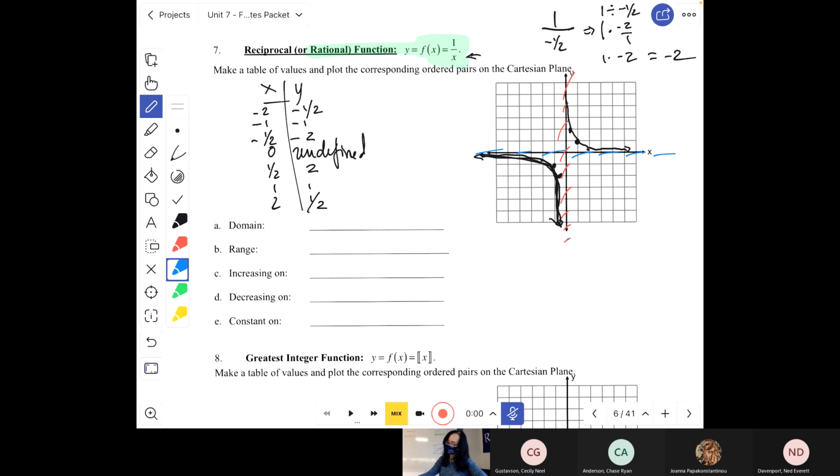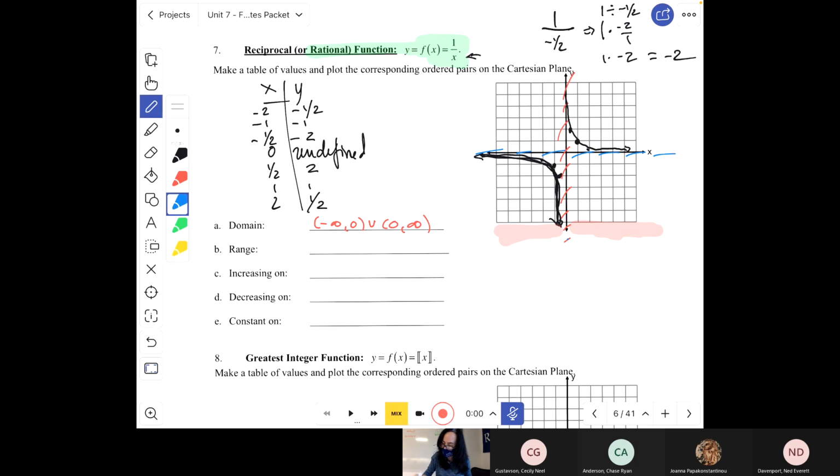All right, let's talk about the domain. For what x values is this function defined? Domain. But it doesn't include 0, right? We said it was undefined at 0. So -∞ to 0, yes, Austin, union 0 to infinity, right? So it goes all the way up to 0, but it doesn't include 0 on either side of the y-axis. So do we see the two little different intervals of x values, right? Here and here.